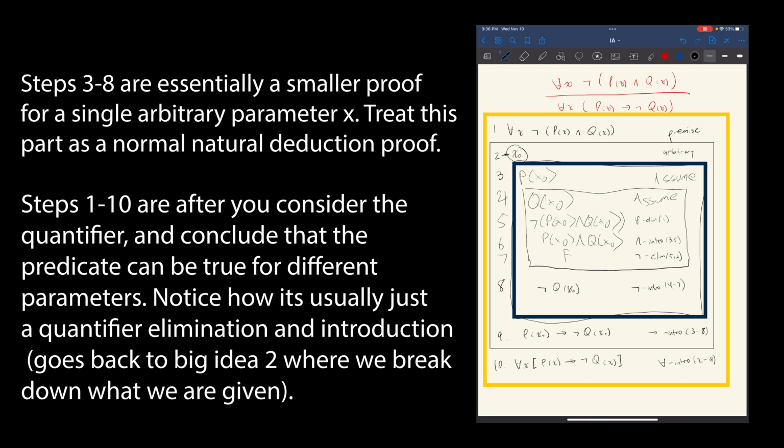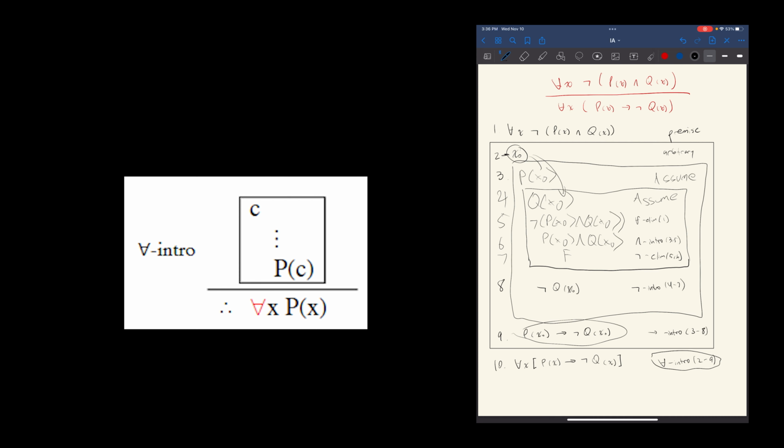We're taking an element and plugging it into our predicates, concluding that it's true. And once we have this, we can finally introduce our for all quantifier, which is actually another one of the 16 rules that we were given.